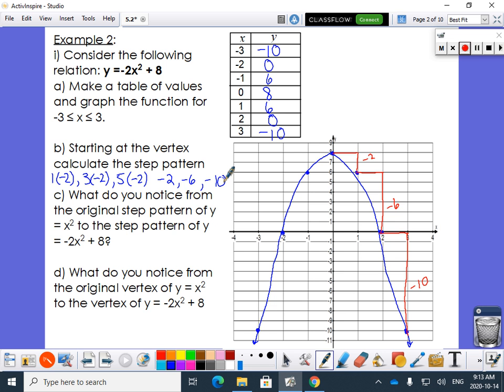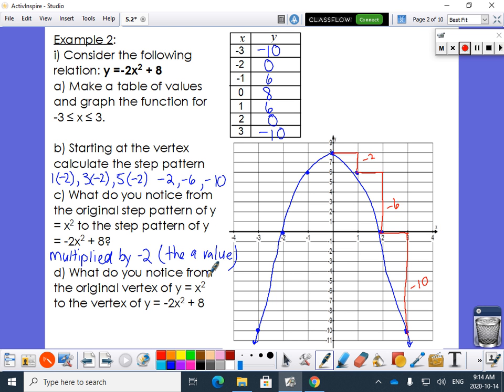What do you notice from the original step pattern of y equals x squared to the step pattern of y equals negative 2x squared plus 8? Well, we noticed that we can just multiply by the a values. We can take the basic step pattern, which is the step pattern for y equals x squared, and multiply that by the a value, which in this case is negative 2, and that gives us our new step pattern. So I'm just going to say multiplied by negative 2, which is the a value.